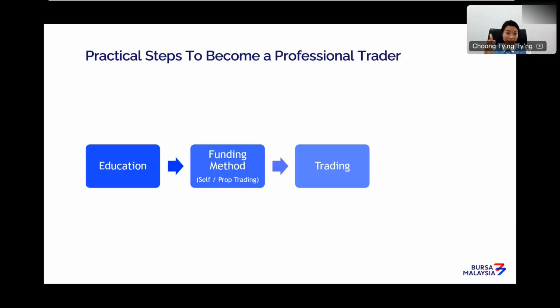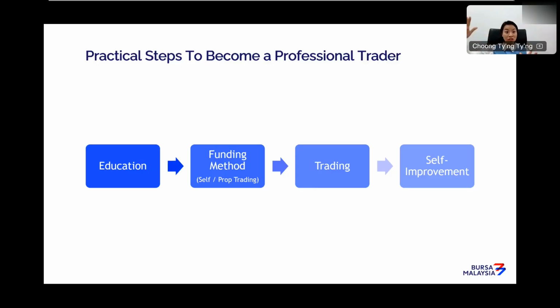And from there, this is not the end. You still need to go through your self-improvement. So the last two steps, you need to continue to recycle it from trading. You need to do some self-improvement, evaluate your trading, then improve yourself, see what you can do so that your trading, your profit can be scaled up.